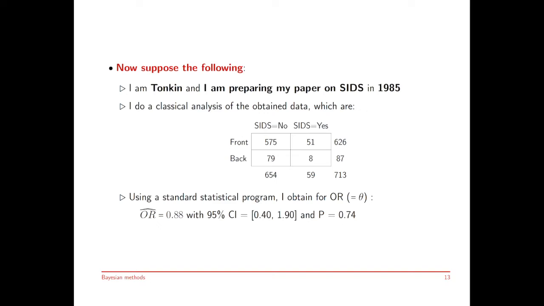Now here goes the story. Suppose I'm Tonkin and I'm preparing my paper on SIDS in 85. I do a classical analysis on observed data, which are this, and I use a standard statistical program and I obtain for the odds ratio, which is our unknown parameter theta, 0.88 with a 95% confidence interval that includes 1 and with a highly non-significant p-value.